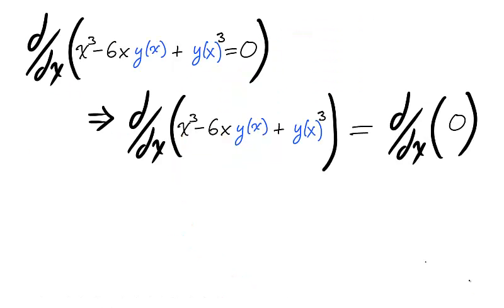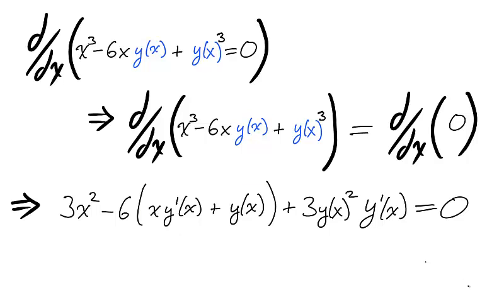As the left and right hand expressions are equal to each other, the derivative of both should be equal. As we take the derivative, we need to remember that y of x is a function, so its derivative is y prime of x. As we take our derivative, be sure to use the product rule on x times y of x, and to use the chain rule on y of x cubed.